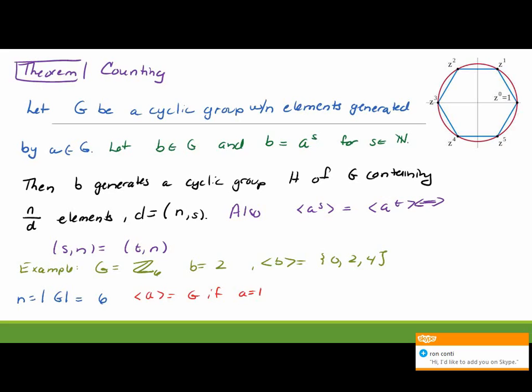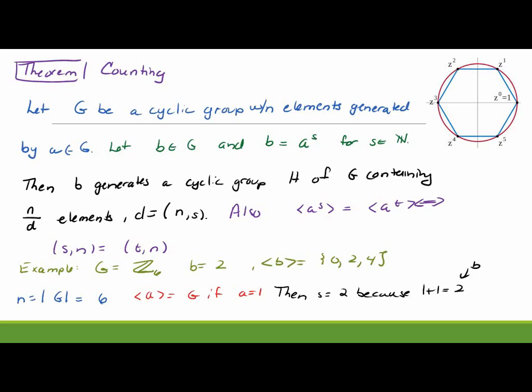Now, of course, how many elements do you have in the cyclic subgroup generated by B? Exactly 6 divided by 2, right? And the greatest common divisor of 6 and S, which is 2, is going to be 2. So it worked out just the way it's supposed to. I'm just testing out and showing you that the theorem works for one example, which I always recommend you do when you have a theorem.